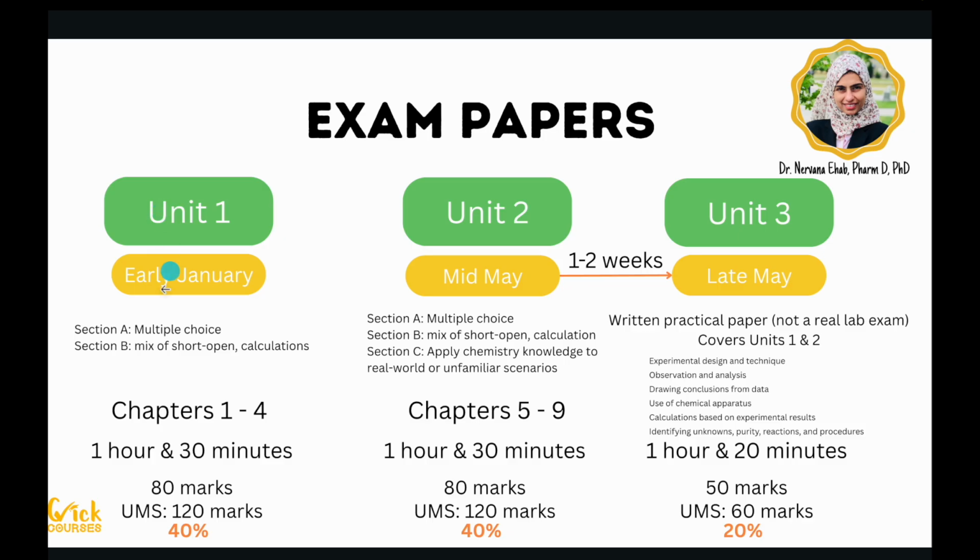All right, so unit 1 covers certain chapters, certain topics, and I just call them chapters 1 to 4. And the exam is 2 parts, sections A and B. Section A is multiple choice. They give you a question, they give you 4 choices, A, B, C, and D, and you choose the best answer. Section B is a written part, and it's a mix of short and open questions and calculations.